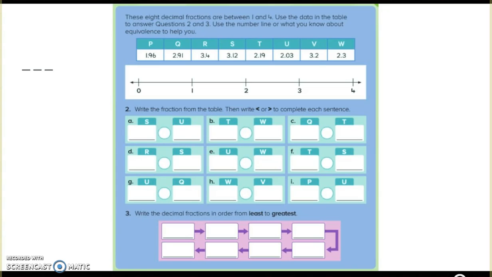What you're going to do is put a value in for each of these numbers. So S is 3 and 12 tenths. U is 2 and 3 hundredths. I'm sorry, I think I said that first number incorrectly. The first one is 3 and 12 hundredths. The second is 2 and 3 hundredths. I'm going to look at the whole numbers, and I see that 3 is larger than 2, so I know that S is greater than U.